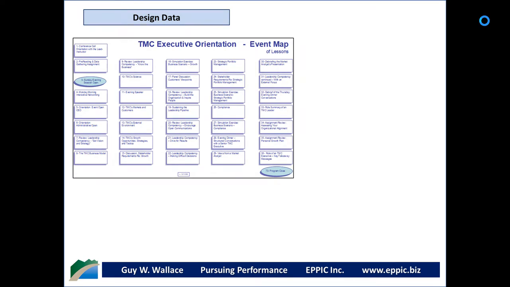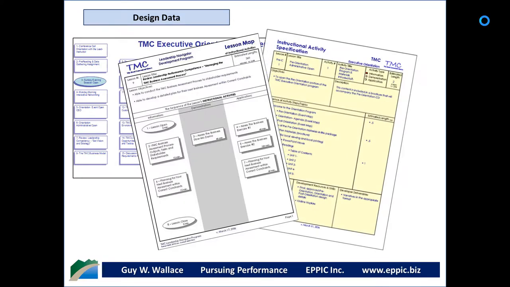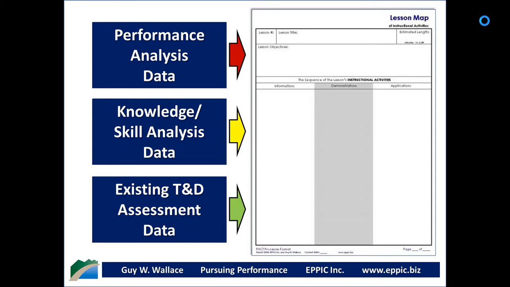In the design arena, in MCD or IAD, there are three types of design blueprints, if you will. The event map of lessons, and then for each lesson, there's a lesson map of instructional activities, and for each activity, there's an instructional activity specification which captures all of the analysis data as it feeds forward into the design processes. Again, the three types of analysis data include performance data, knowledge and skill data, and existing training and development assessment data. These all feed the lesson map of instructional activities.